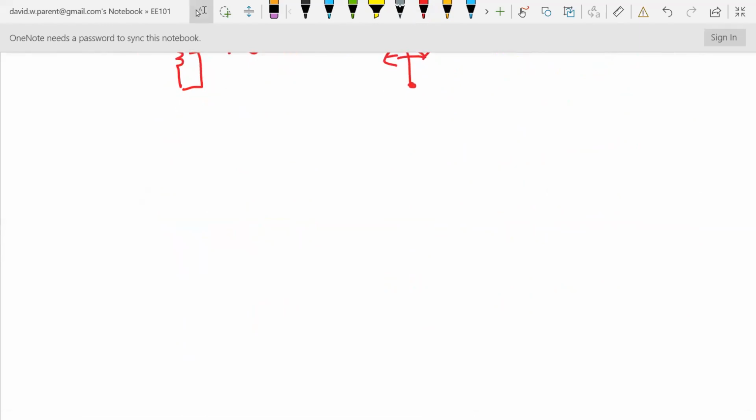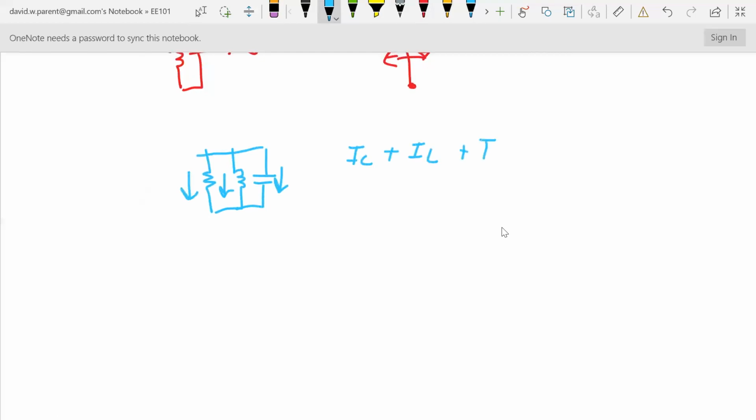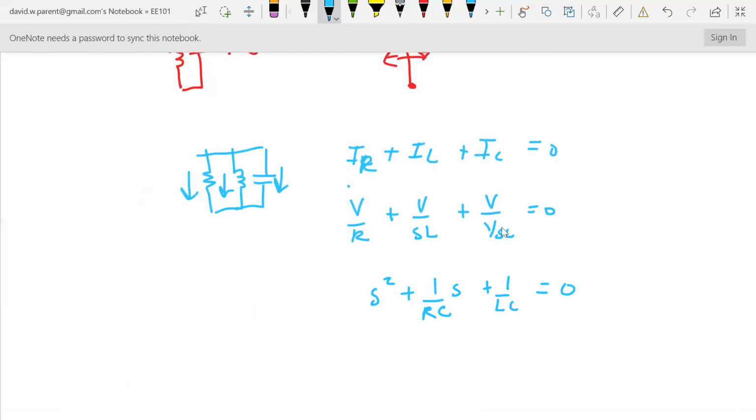Now there's something I just need to briefly go over before we do an example. This is a parallel circuit. All right. And nodal analysis is the way to go. We're going to go over this in more detail, but this has a different B term.